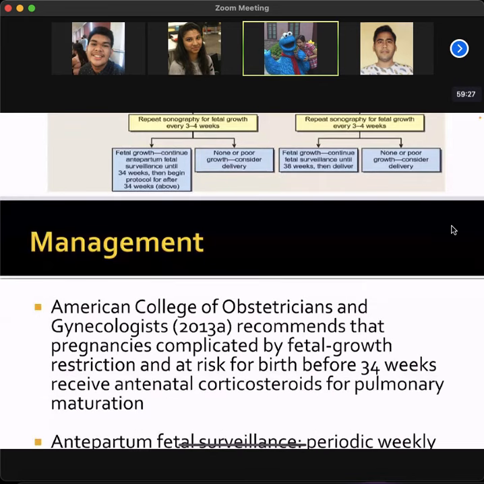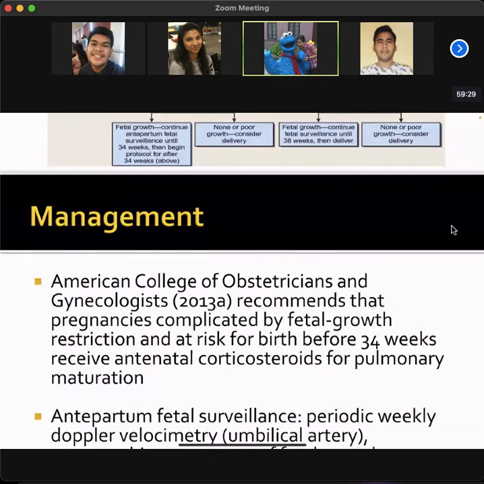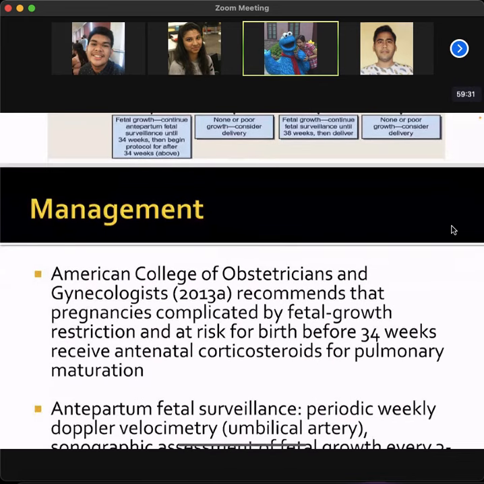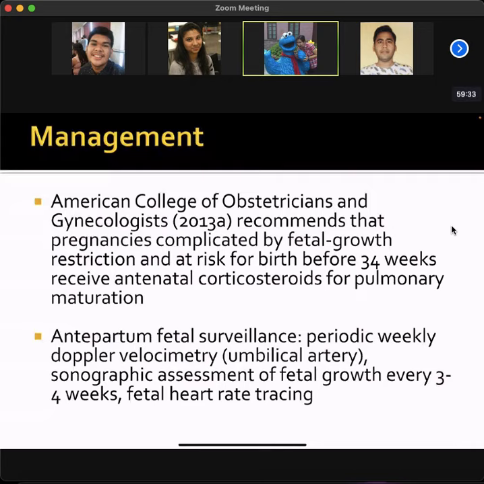The American College of Obstetricians and Gynecologists recommends that pregnancy complicated by fetal growth restriction at risk for preterm delivery should receive corticosteroids for pulmonary maturation before 34 weeks. Antepartum fetal surveillance means periodic weekly Doppler studies of the umbilical artery, sonographic assessment of fetal growth every 3 to 4 weeks, and fetal heart rate tracing, your NST. So that's for your fetal growth restriction.